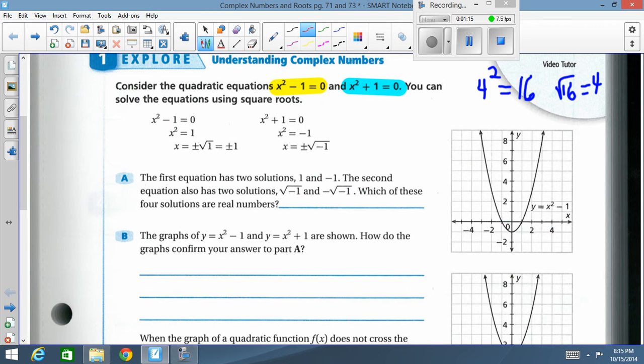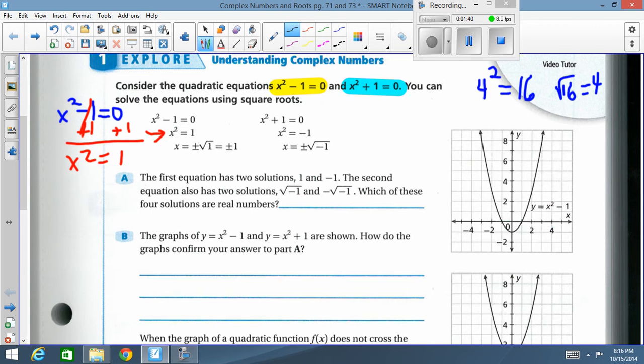So let's look at the first one here, x squared minus 1 equals 0. If I'm going to solve this, there's not really enough room there for me to show what that first step was, so I'll do it over on the side here. But the first step was just to add 1 to each side. So these cancel, and that's where you get x squared equals 1.